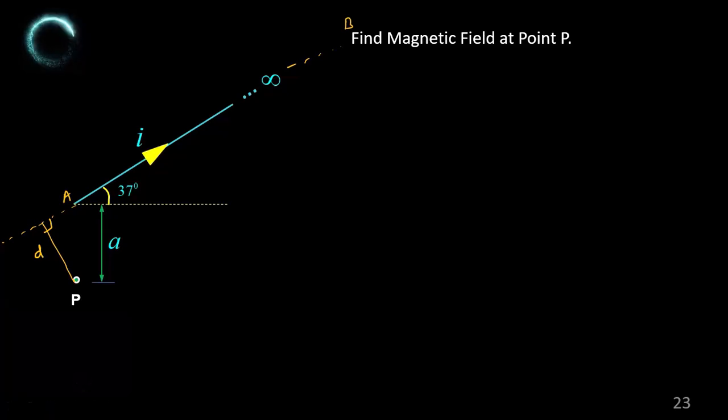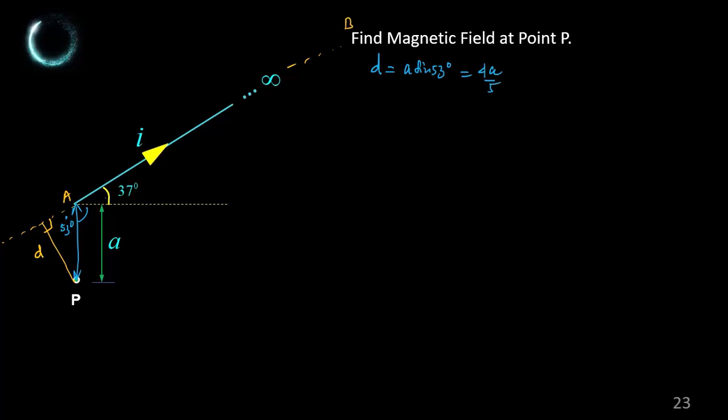Now this distance is basically the given distance a. See, that angle is 37 degrees, that means this angle is 90 degrees, so that means this angle is 53 degrees. So d becomes how much? d becomes a sine 53. So d is a sine of 53. Sine 53 means 4a by 5.